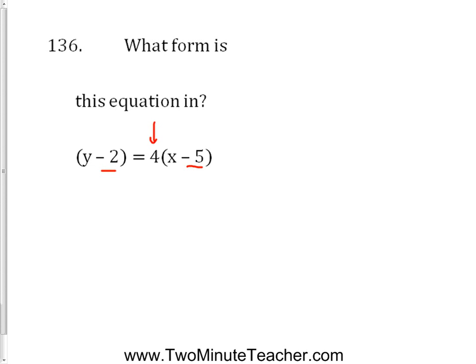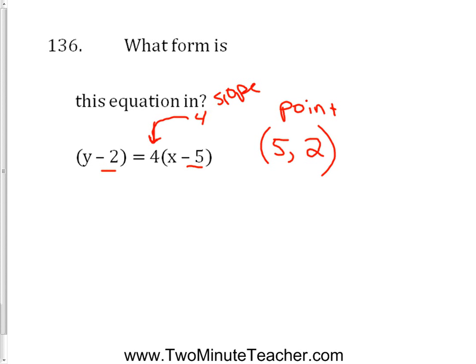So, excuse me, the point involved here would be 5 for the x, not negative 5, and 2 for the y, not negative 2. Okay, so 5 comma 2 is my point, and my slope is right there as 4. So this is called point slope form. Okay, usually you say the point first. So point slope form of this equation.